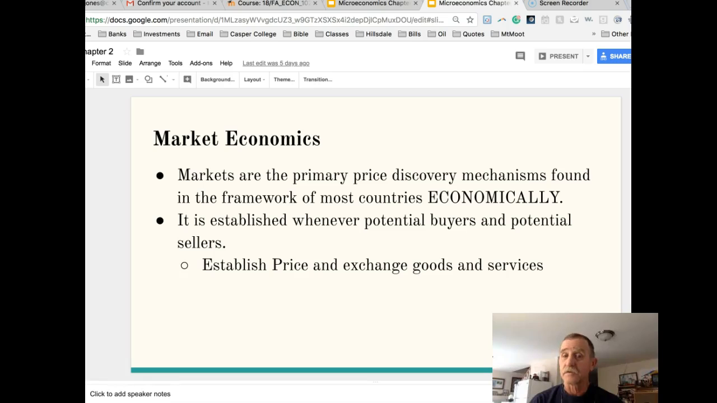It is established whenever potential buyers and potential sellers come together. They establish the price and exchange goods and services. Whether you know it or not, you make an economic decision, a market decision, when you go to the grocery store and look at a product on the shelf and say, that costs too much, so I'm going to substitute it with another product, because my resources, time and money, are scarce, and I only have a limited amount of them. Okay?